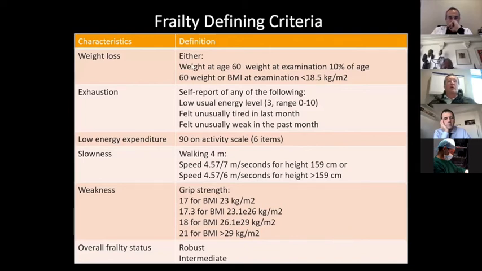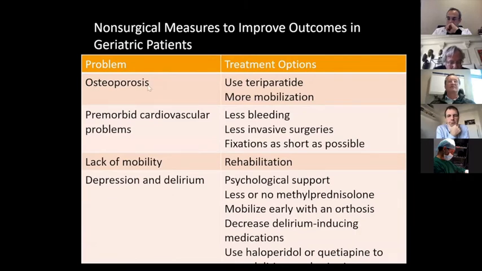So frailty defining criteria is necessary to learn from the geriatricians, and we must define those, and we must take some preoperative measures against osteoporosis, use teriparatide, more mobilization. For premorbid cardiovascular problems, we need less bleeding, less invasive surgeries, fixations as short as possible. Rehabilitation is necessary for lack of mobility, and depression and delirium, psychological support, and less or no methylprednisolone. Mobilization early with an orthosis and decreasing delirium-inducing medications are necessary.